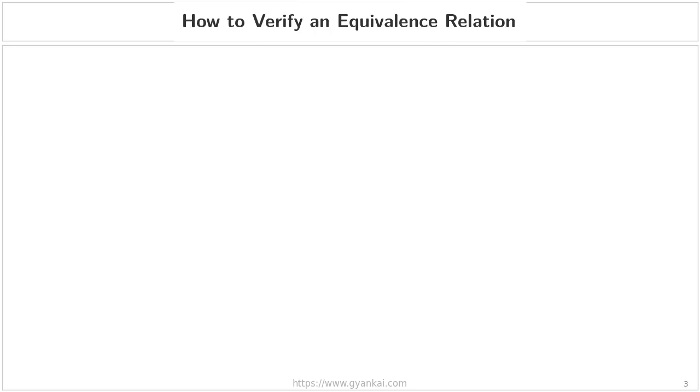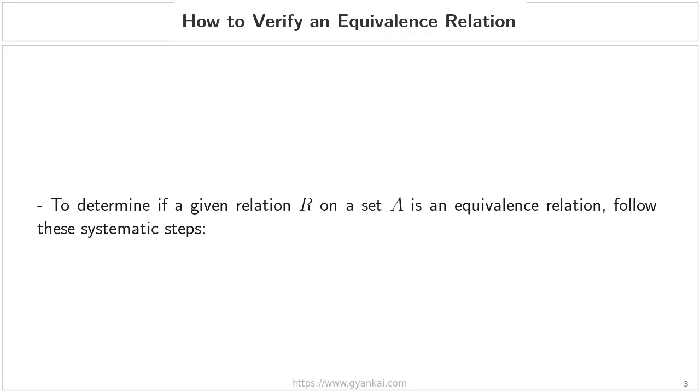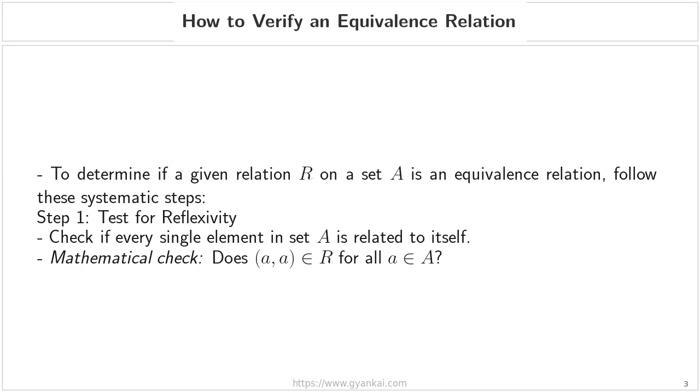How to verify an equivalence relation. Now that we have defined what an equivalence relation is, let's look at how we actually prove it. To determine if a given relation R on a set A is an equivalence relation, you should follow these three systematic steps. First, we perform the test for reflexivity. Here, you need to check if every single element in set A is related to itself. In mathematical terms, you are asking, does the pair (a, a) belong to the relation R for every element in set A? If even one element is not related to itself, the relation cannot be an equivalence relation.